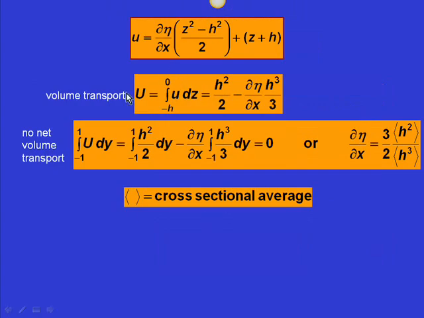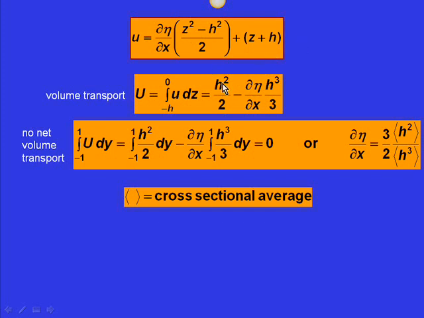And if you define the volume transport as the integral of this solution with respect to depth, so if you integrate this solution from the bottom to the surface, again, if you go ahead and integrate this, you're going to get h squared over 2 from this term. This h squared over 2 comes from this term, because the integral of z is z squared over 2 from 0 to h, which gives you minus h squared over 2. But when you integrate this h, it gives you h over 2.